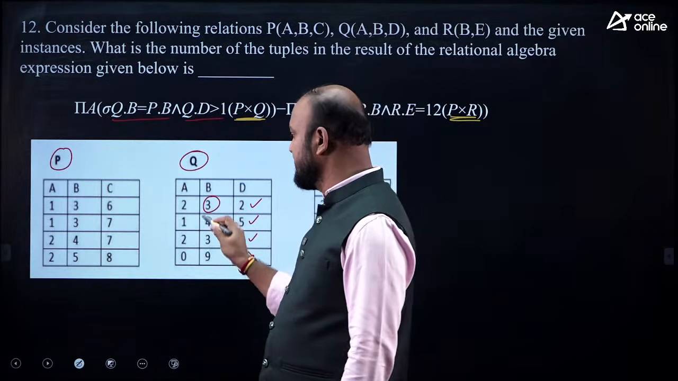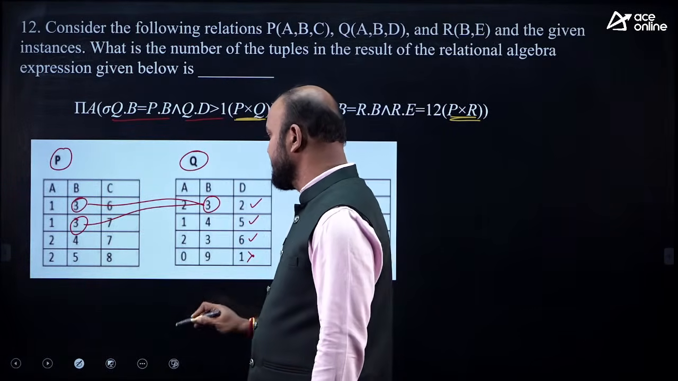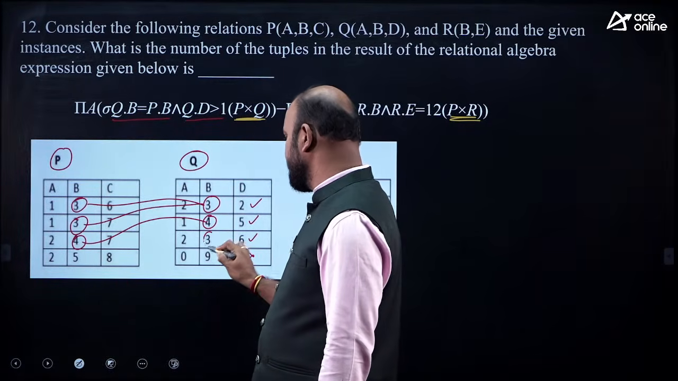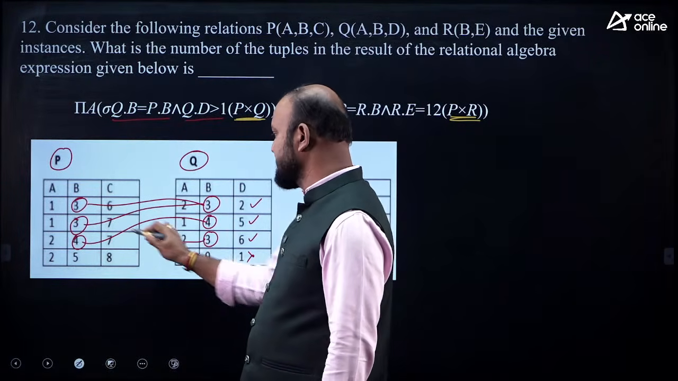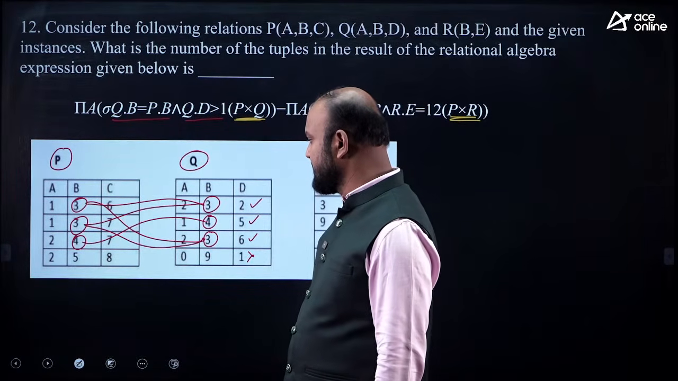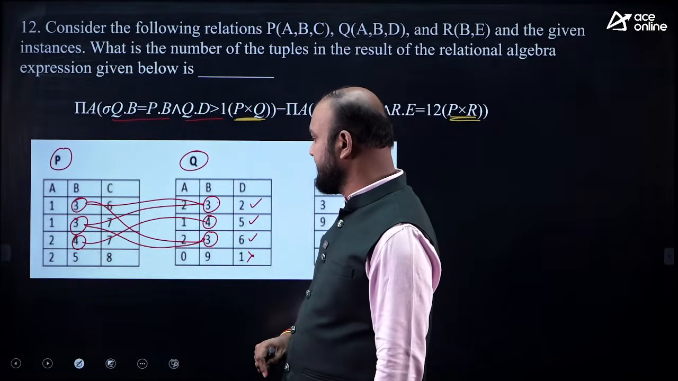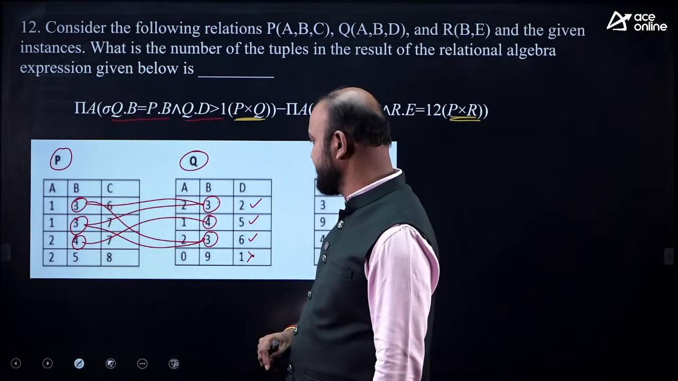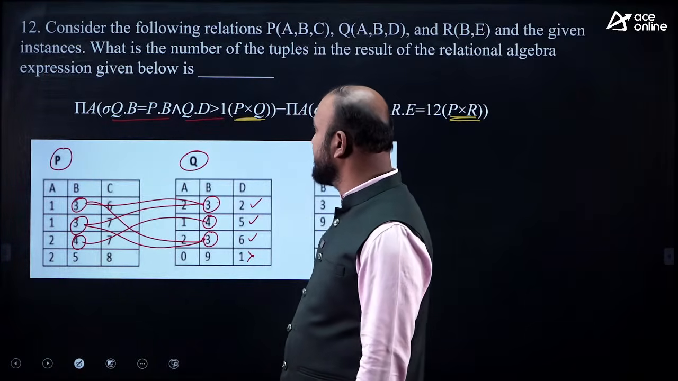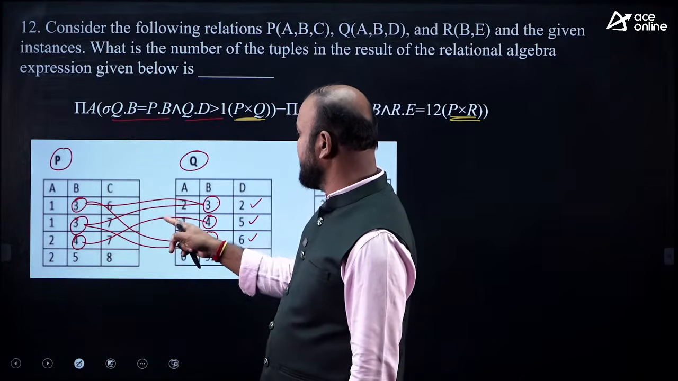Now 3 had a match with these 2, and 4 had a match with this, and again 3 had a match with these 2. So, how many mappings are there? 1, 2, 3, 4, 5 mappings are there. These 2 tuples have double mapping and this 4 is having single mapping, PB matching with QB. In these 5 mappings, what are the ABD?